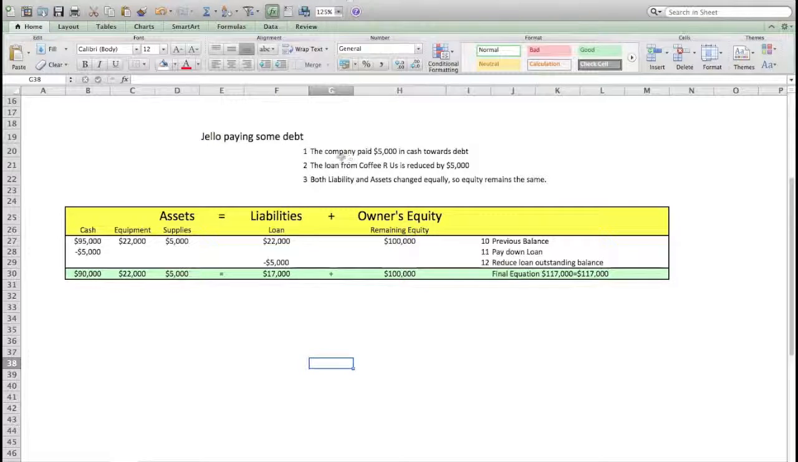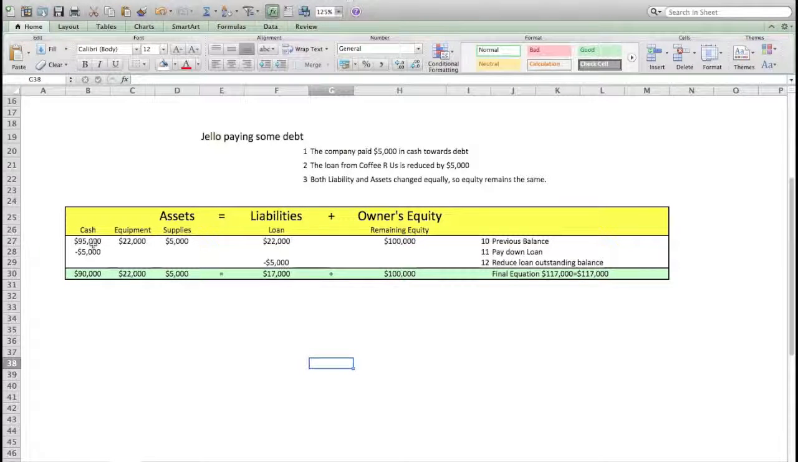We will start with first, the company paid $5,000 in cash towards the debt. So we identified the asset, and it'll be cash. We identified the loan from the coffee artist as being reduced by $5,000, and we recognize that since that change happened on both sides, no other changes need to be done to the equity. So let's go down here.